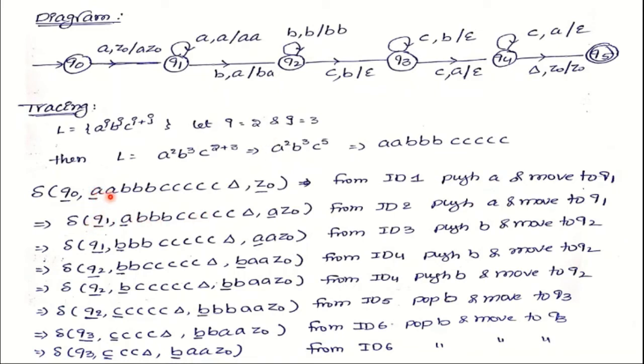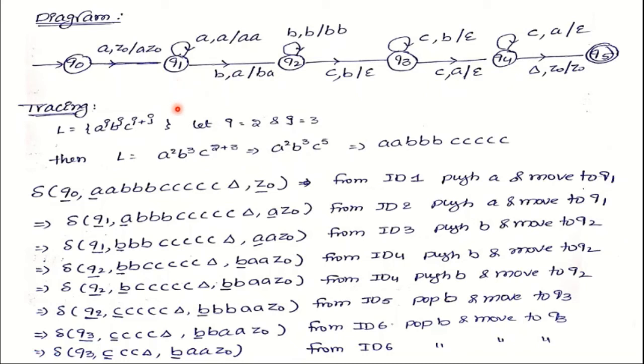This first A is already completed, that's why we consider the second A. This A is already pushed into the stack, so we consider from the second input symbol A, with the remaining 3 B's, 5 C's, and the end of input del. Previously we pushed A into the stack, so now the top of the stack is A, the current state is Q1 and the input symbol is A. So the current state is Q1, the input is A, and the top of the stack is A: perform the push operation. From ID2, A will be pushed into the stack and we move to the same state Q1.